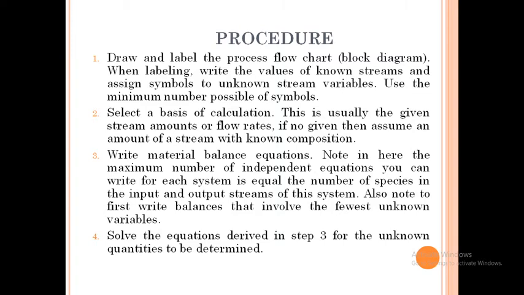Outline of a procedure for material balance calculation. First step: assume a suitable basis of calculation, such as quantity or flow rate of the entering or leaving stream. If the basis is not specified in the statement of the problem, assume a new convenient basis, for example the quantity or flow rate of a suitable stream of which the composition data is given. This is a very important step.